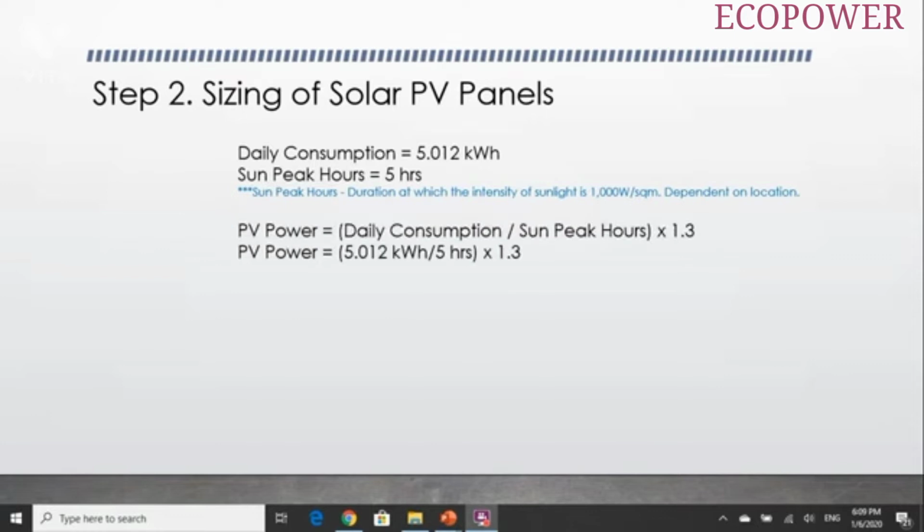To compute the required capacity of our solar panels, we divide the daily consumption by the sun peak hours and multiply by 1.3. So that's 5 kilowatt-hours divided by 5 hours, multiplied by 1.3. The required PV power is around 1.3 kilowatts.